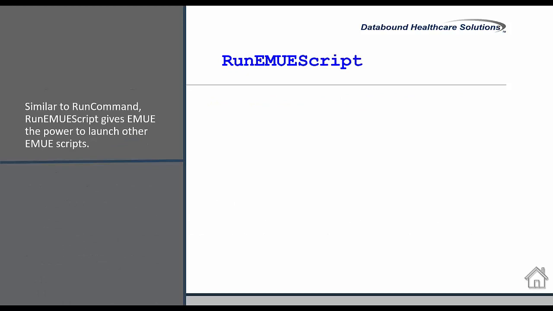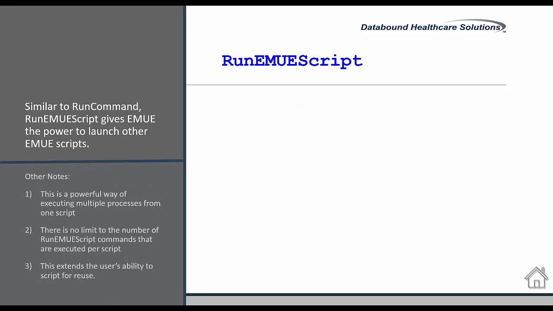The next command that's pretty similar is our run EMUE script. This gives us the power to launch another EMUE script basically the same way that we launch another program from EMUE. So first note on that, it's a powerful way of executing multiple processes from one script. So you can have one script to rule them all, so to speak.